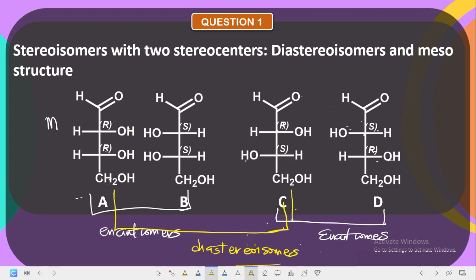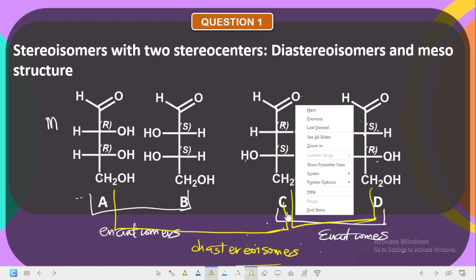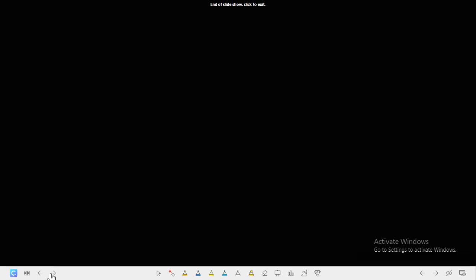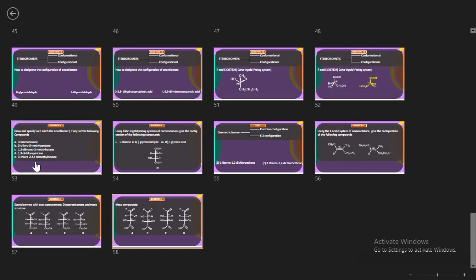How about this? What do you call this one? These two, they are enantiomers normally. How about if you look at this one? B and D. How do you call B and D? They are also diastereoisomers. They are not mirror images. Are we getting it? So basically, that is all you need to know about isomerism.